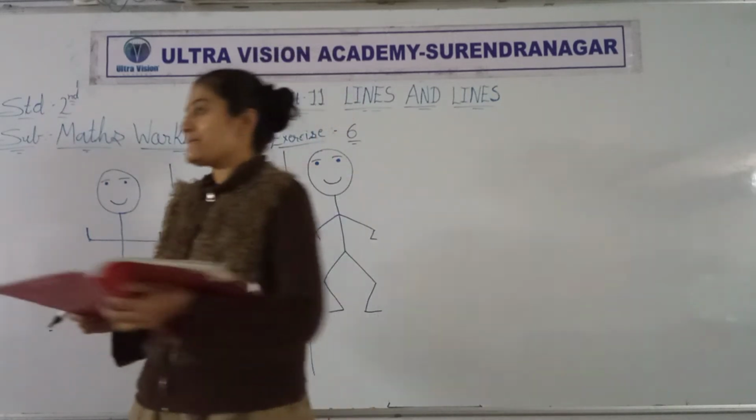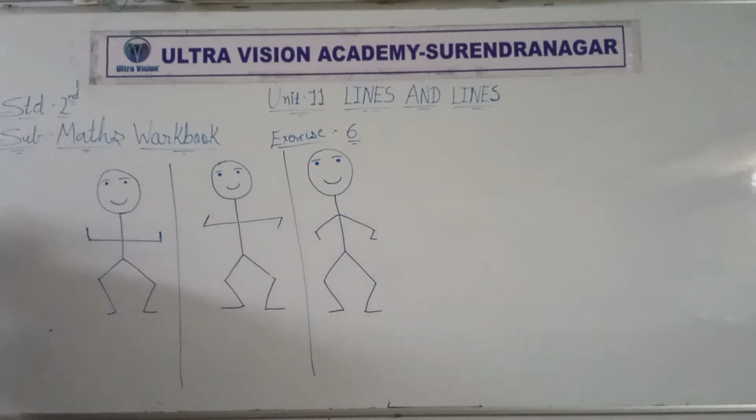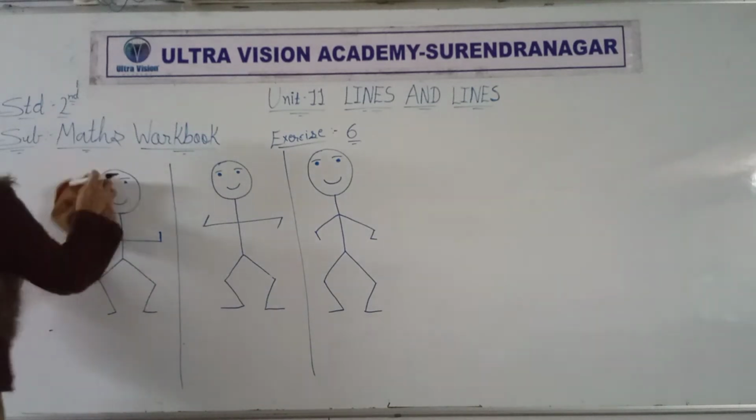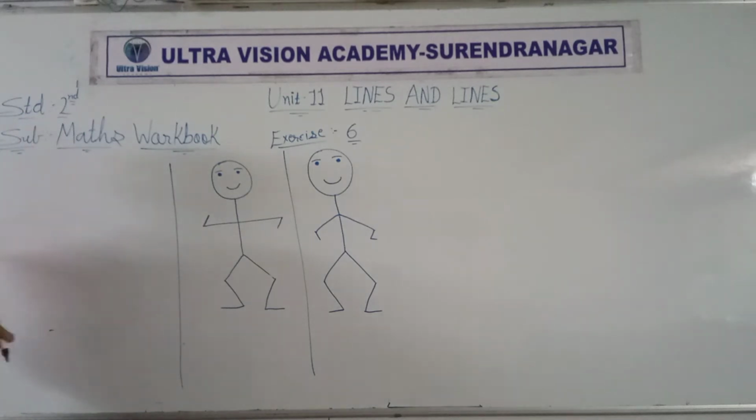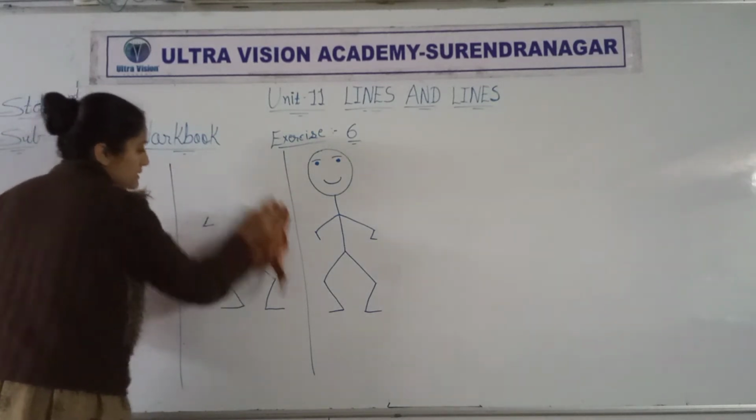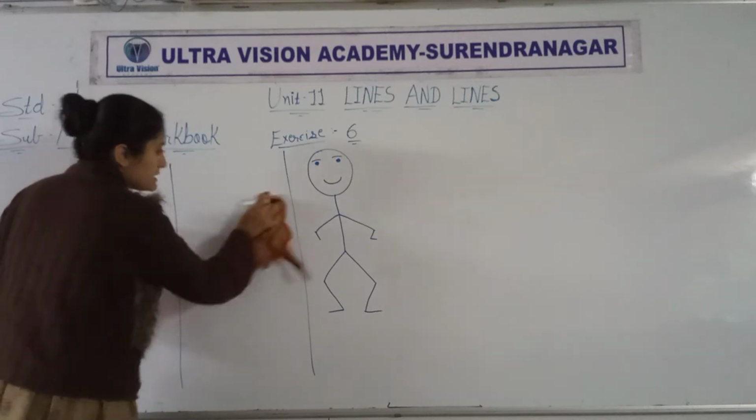Let's see exercise number 7. How is it possible? Let's draw it. Exercise number 7. We just completed exercise number 6 here. We have to learn exercise number 7.